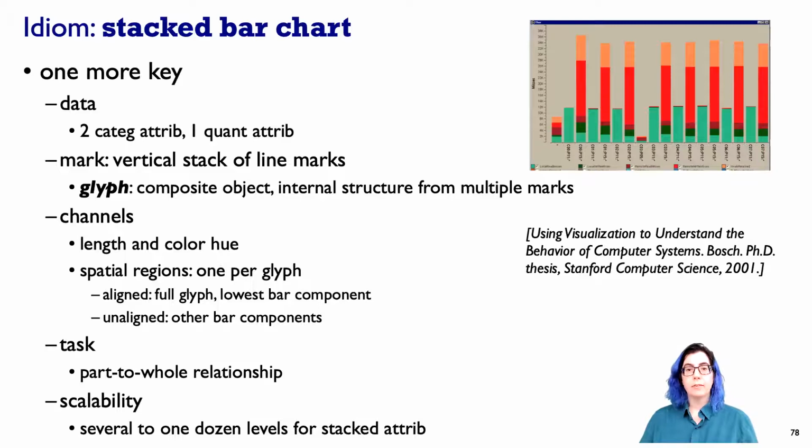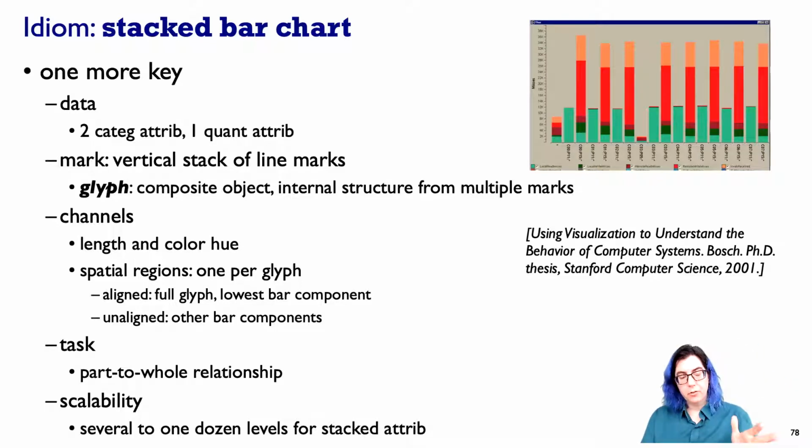So now let's think of a slightly different kind of bar chart, a stacked bar chart. What we've done here is we've added one more key. There's a second categorical attribute that we're encoding. And we're also doing something a little more complicated. We don't just have a line anymore. We've got all these line segments that are stacked up on top of each other. So I'm going to call this a glyph, a composite object where we have some internal structure because there's more than one mark. Because if we think of each mark as representing one item, we've got more things going on here. So we've got this vertical stack of line marks.